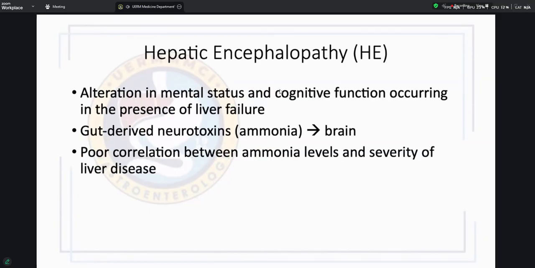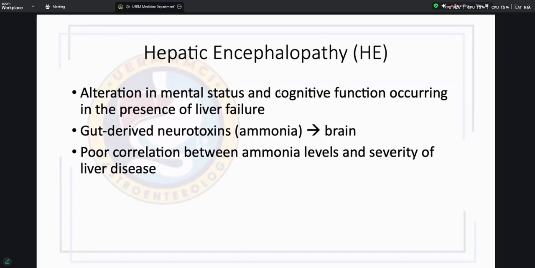Another serious complication of cirrhosis is hepatic encephalopathy. This is defined as an alteration in mental status and cognitive function occurring in the presence of liver failure. Again, I use the term liver failure because in general, hepatic encephalopathy can also be seen in patients with acute liver failure, for example, those with no known liver disease such as drug-induced liver injury. But more often, it is seen in those with cirrhosis.